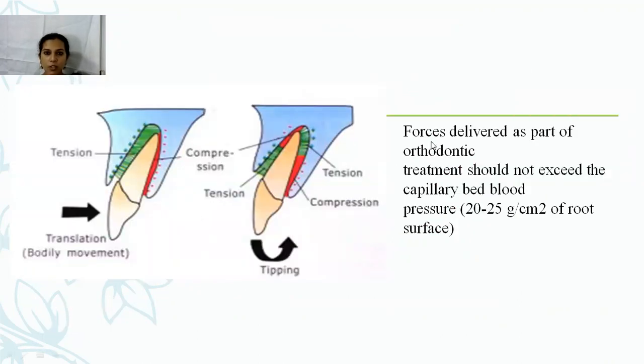What is the optimum amount of force that can be applied to affect tooth movement, or the optimal force required for tooth movement? The forces delivered by any orthodontic treatment should not exceed the capillary blood pressure. If it exceeds the capillary blood pressure, your blood vessels will tear. So the amount of force should be equal to the capillary blood pressure, which is around 20 to 25 grams per square centimeter of root surface.